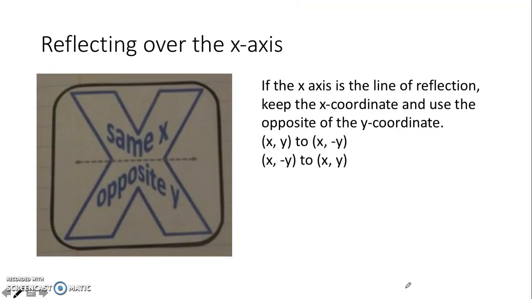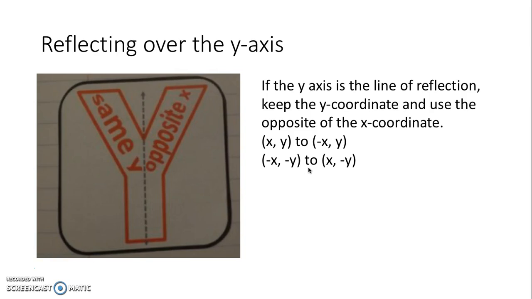When you reflect something over the x-axis that has coordinates, so we will be flipping squares or triangles, they are going to have coordinate pairs or ordered pairs. When we use ordered pairs, we are going to keep the x the same but have the opposite y. So if the x-axis is the line of reflection, keep the x-coordinate, use the opposite of the y. Here's your example: x comma y turns into x comma negative y, and x comma negative y turns into x comma y.